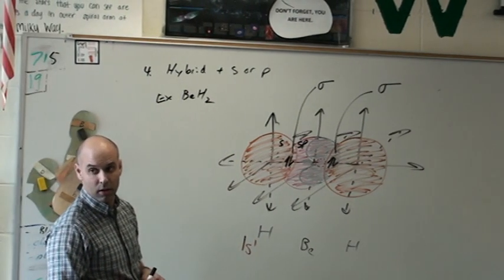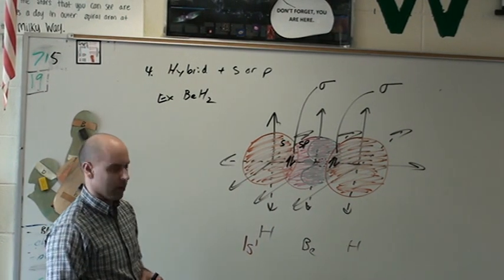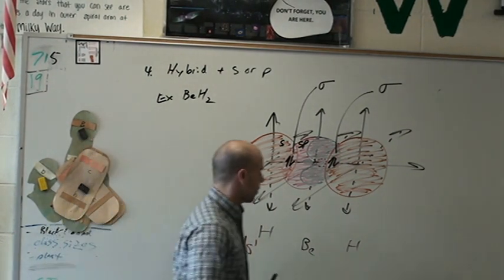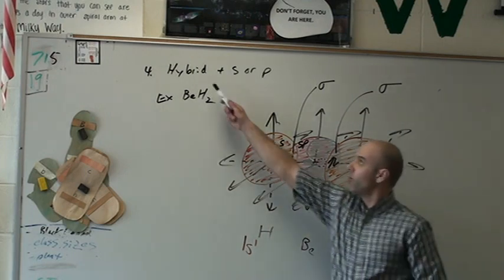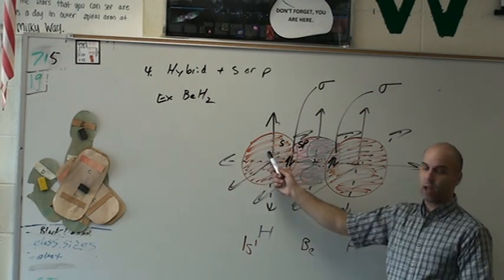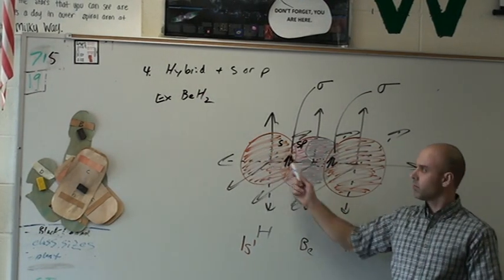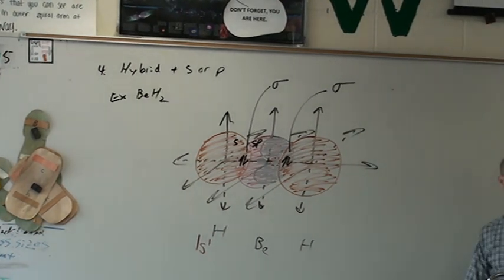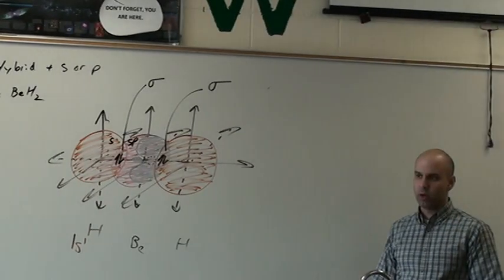We'll get better at it. So that's an example of a hybrid orbital, an sp overlapping with an s. So any questions before we move on to another example?